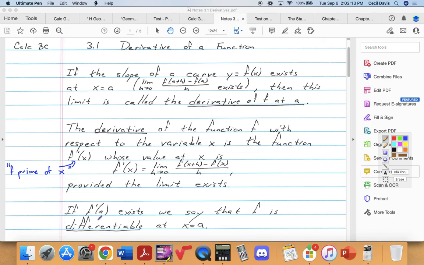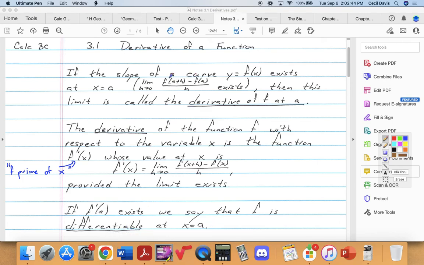If this derivative, f prime of a, which is the slope of the tangent line or the slope of the curve, exists, we say that f is differentiable at x equals a. Little bit of a strange word there. Some people are like, why isn't it derivatable? Meaning you can take the derivative. And that's a fair question. It has to do a lot with the history of mathematics, some of which I don't know very well.